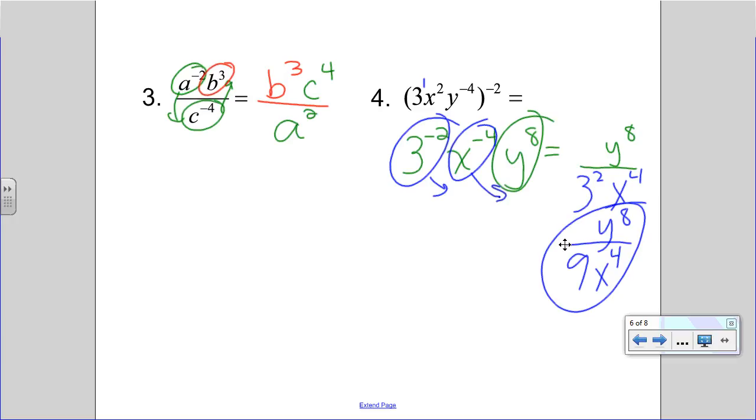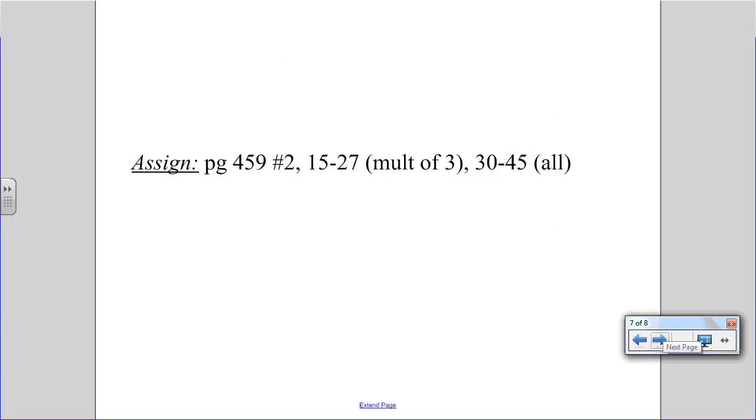All right. Realize we will make it harder come Monday, so don't worry. Your assignment is problem number 2. Then 15 through 27, multiples of 3. Then 30 through 45 all.